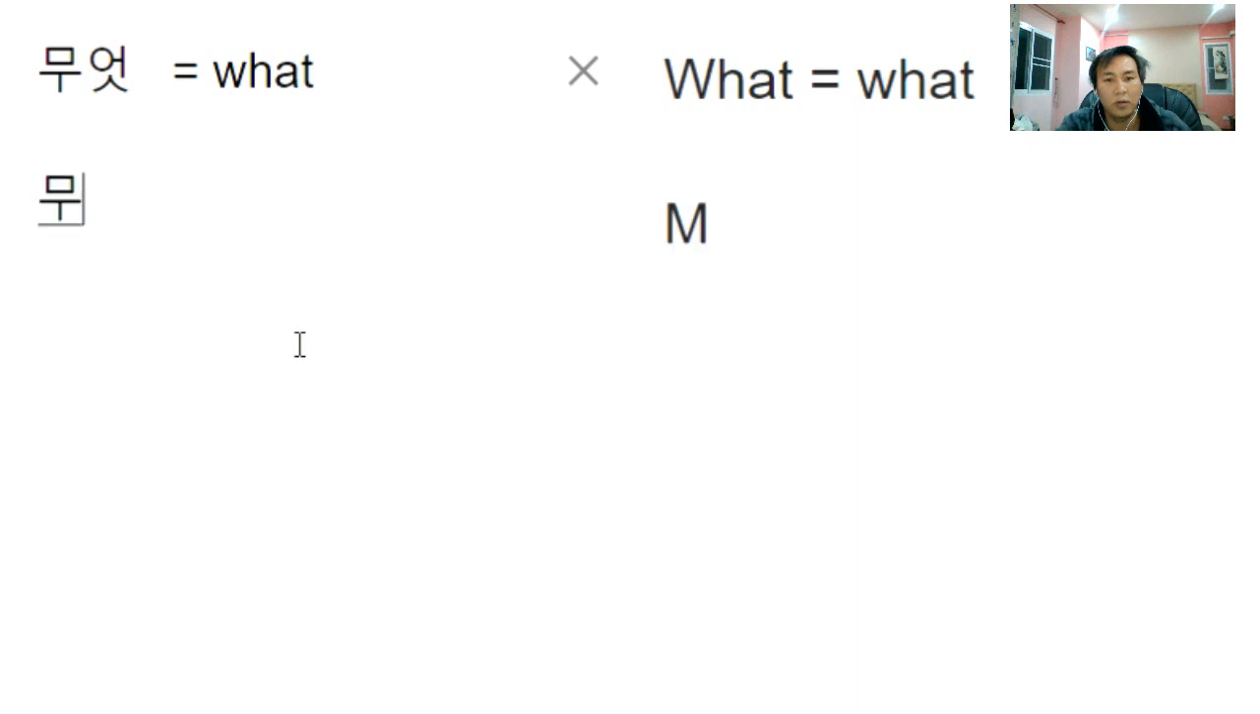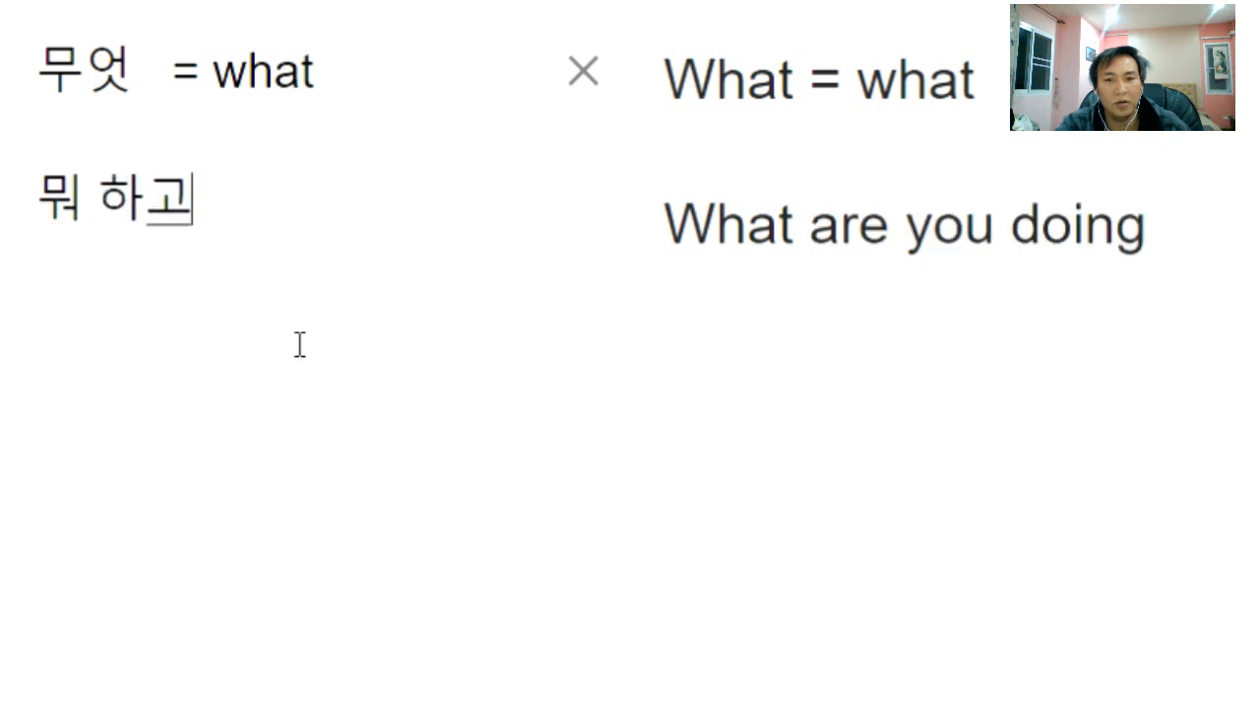"Mo" 하고 있어요. And you can also use 먹고 있어요. It is used with present continuous tense. If you didn't learn it yet, it is in the last lesson, in this corner. 먹고 있어요. What are you doing?